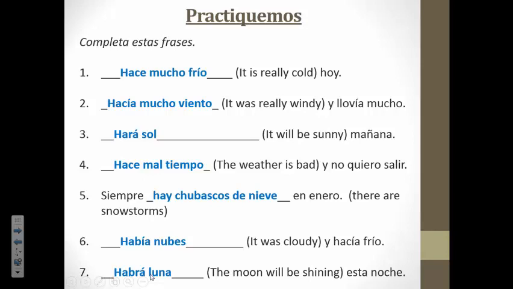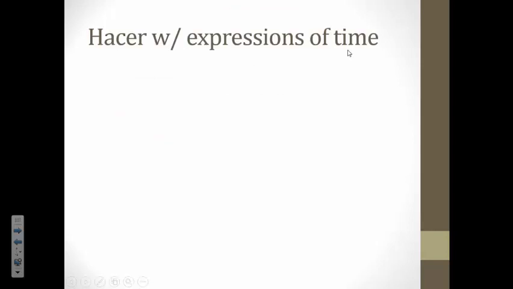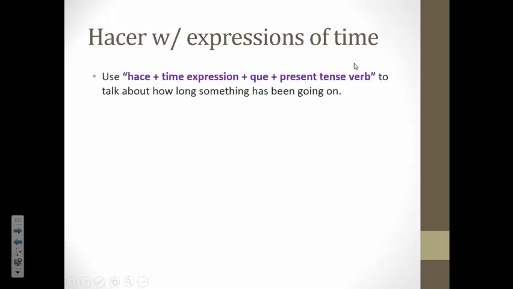We're now going to go on to section D. This is something you did see in Spanish 3. We're going to talk about how to use hacer with expressions of time. Okay, I want you to review this topic you had in Spanish 3. It says here, use hace with a time expression plus que plus a verb in the present tense to talk about how long something has been going on. So whether you were saying, oh, I have been talking for 10 minutes, we have been studying this unit for a week, etc. This is the structure you want to use.